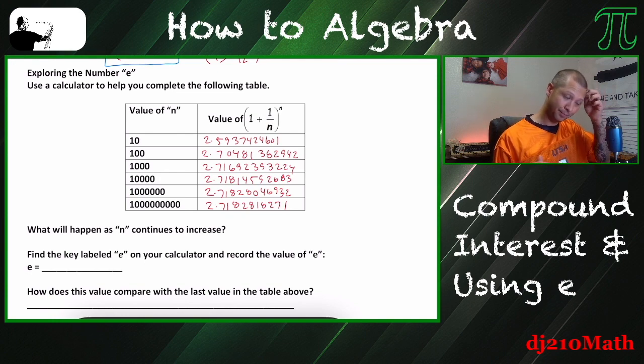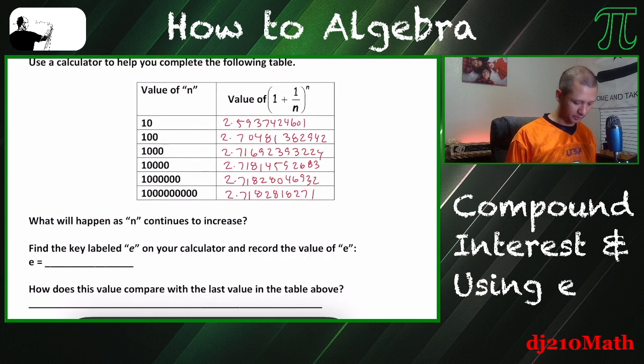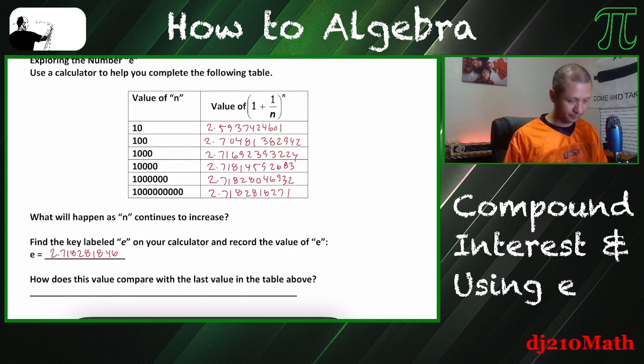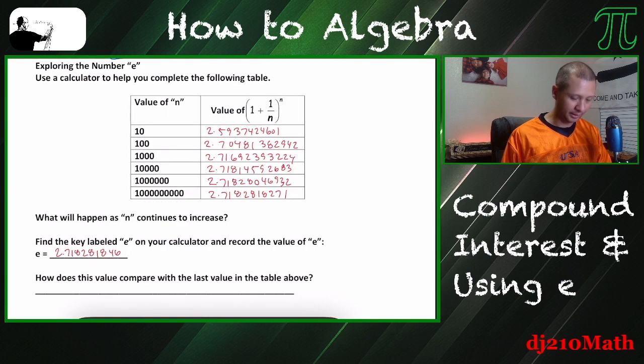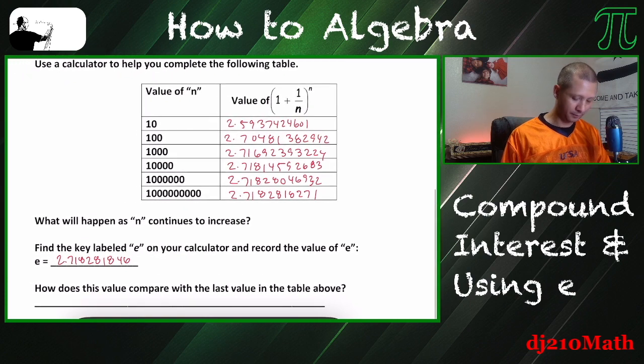If you do E to the first power, you would see that the calculator gives you this value here. And how does it compare with the last value from the table above? I mean, it's close. It's very close, up to about 9 or 10 digits. So yeah, that's E. Again, courtesy of Leonard Euler, hence the E in his last name. That's a symbol that we use.